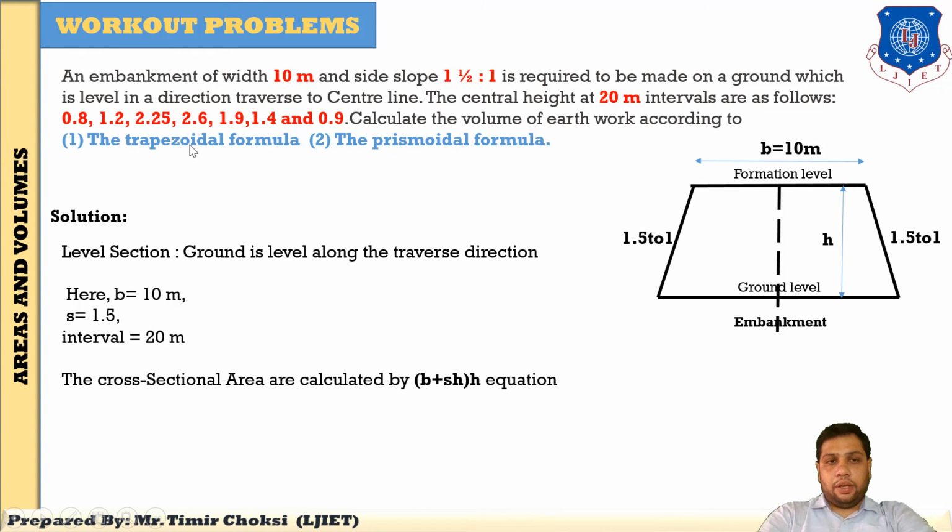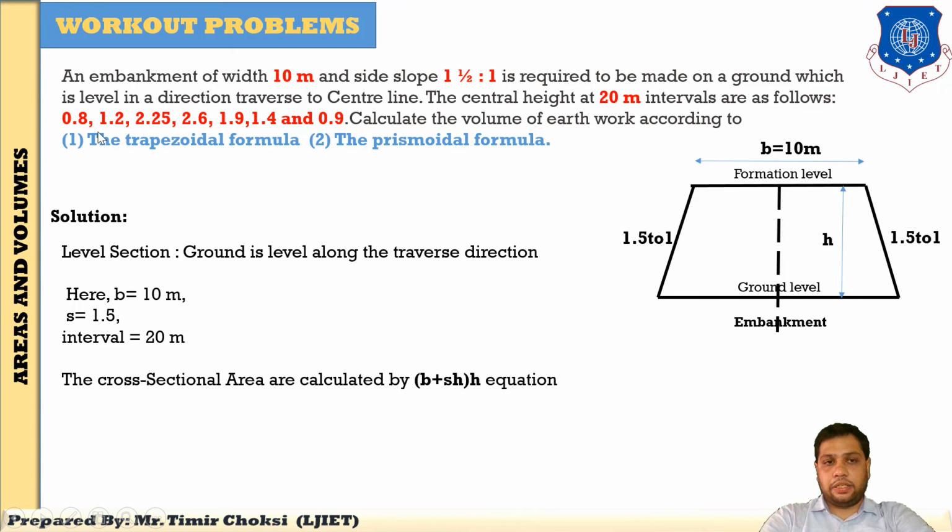Now, an embankment of width 10 meters and side slope 2 to 1 is required to be made on ground which is level in the direction transverse to the center line. The central heights at 20 meter intervals are as follows.